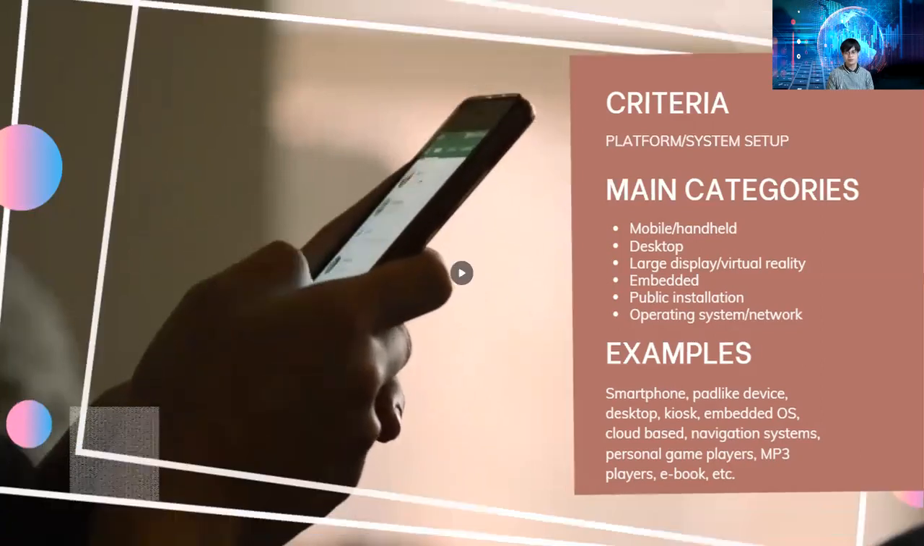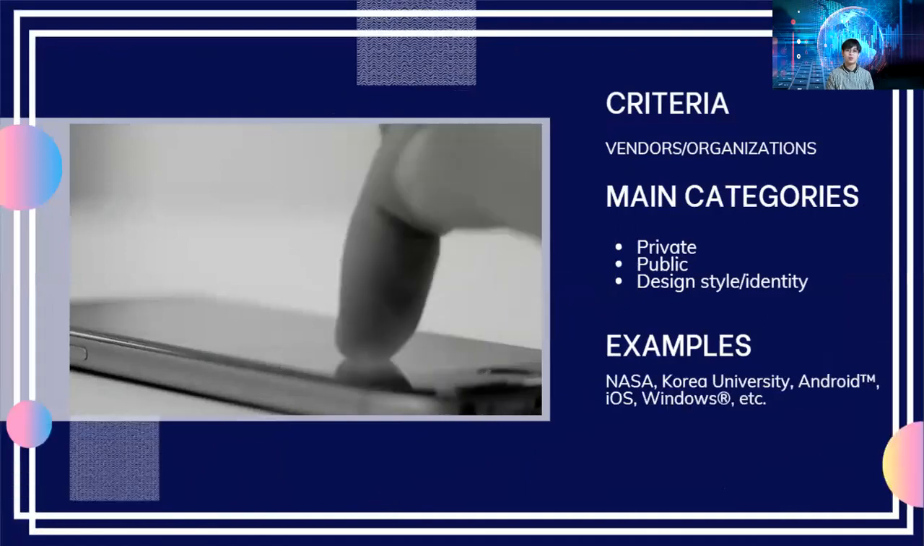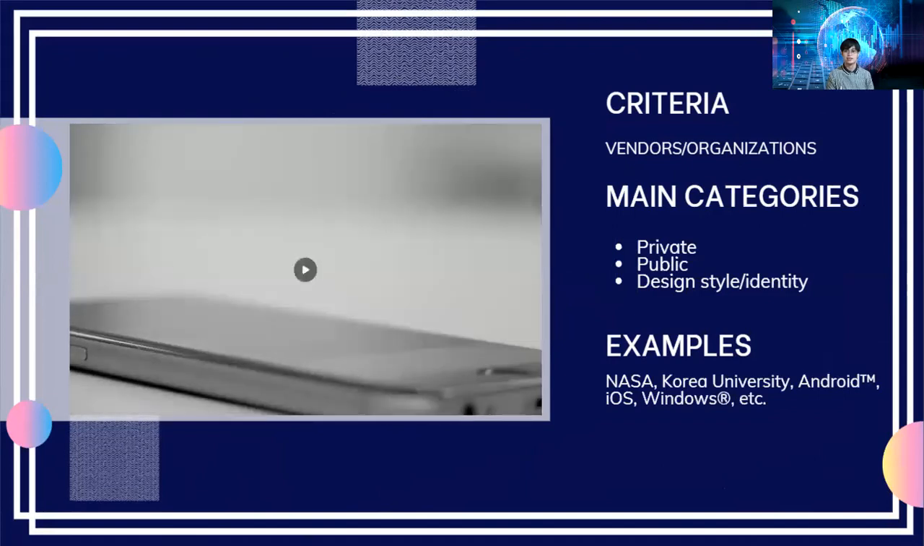Okay, and next criteria, the vendors or the organizations. The main categories involve: is it private, public, or design style or identity? Examples for that would be NASA or Korea University. Is it for Android? Is it for the USDP? Is it iOS, Windows? So you must know the organization. You must know the vendors. Right? That's one of the most important things also before creating a good system.